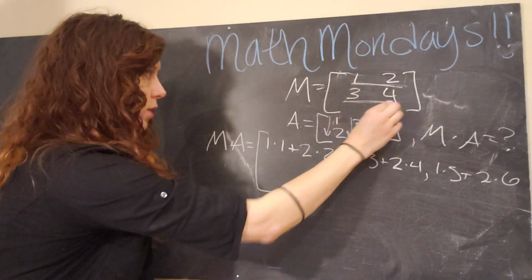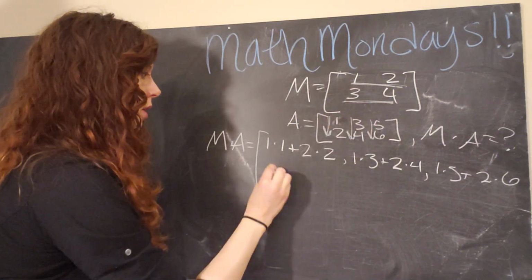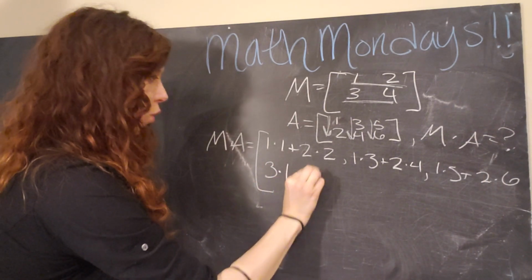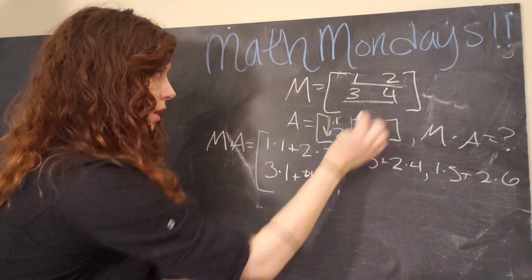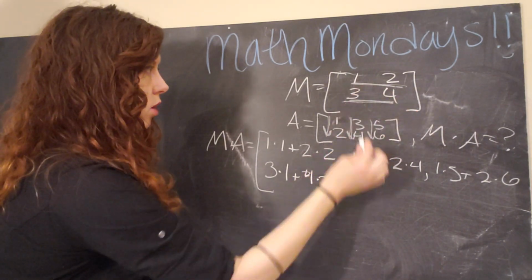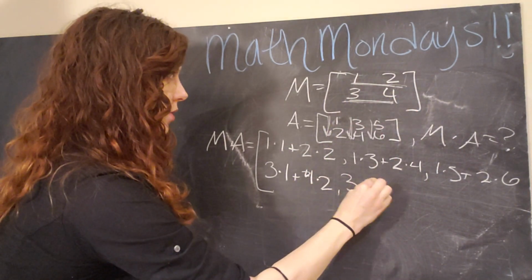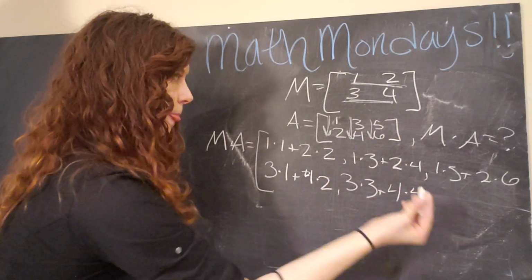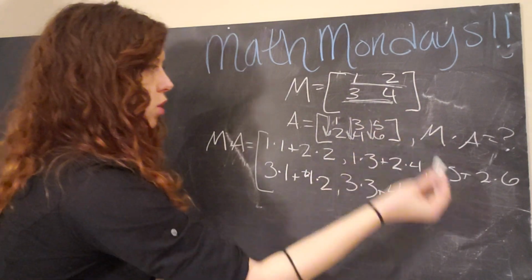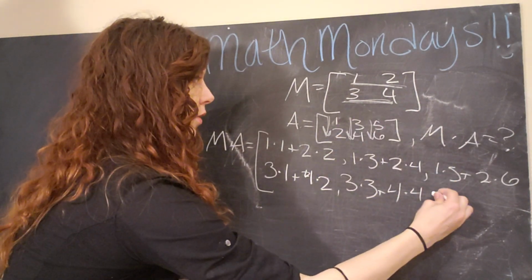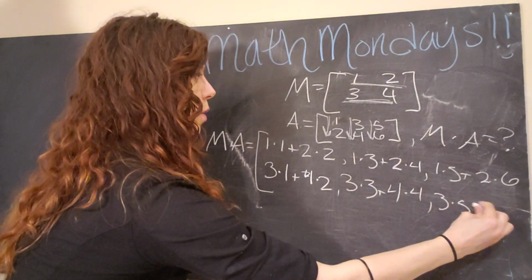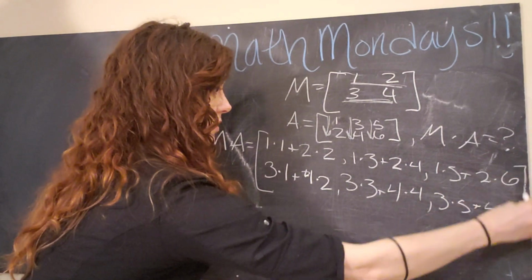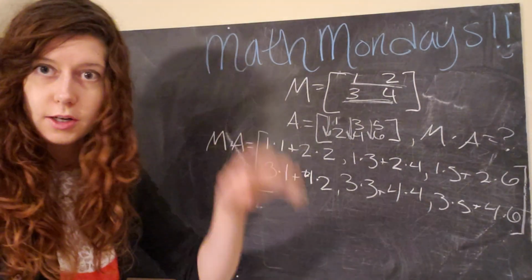So second row with the first column: 3 times 1 plus 4 times 2. And second row, second column: 3 times 3 plus 4 times 4. And lastly, second row with the third column: 3 times 5 plus 4 times 6. Whew! Oh, that was a lot of work.